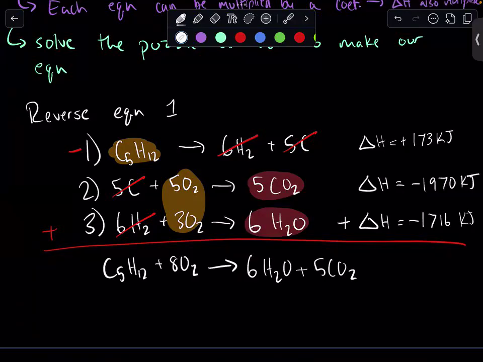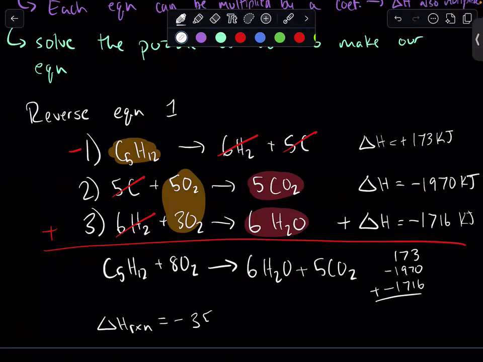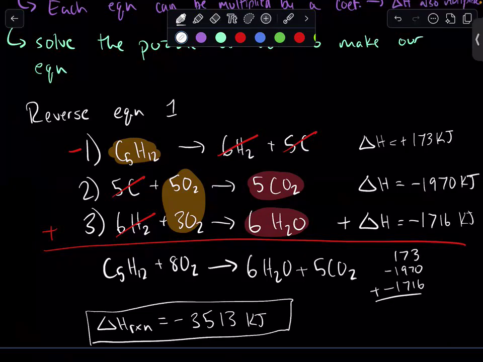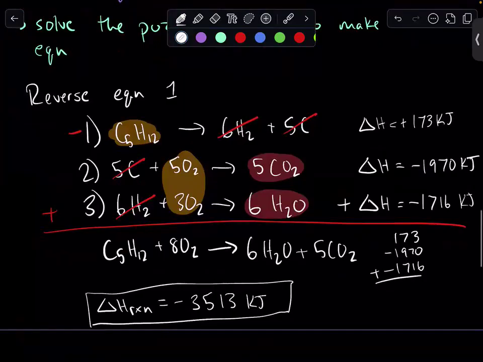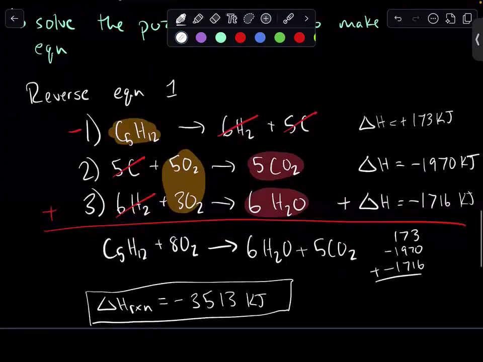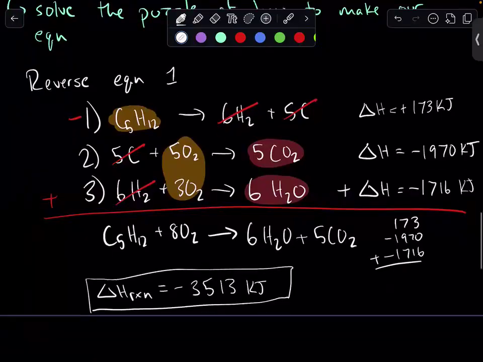And our delta H's also sum. So it's 173, negative 1,970, and negative 1,716. We can add those up too, and we get our delta H of reaction is equal to negative 3,513 kilojoules. So this is how we use Hess's law. We just take the constituent reactions that make up the equation, mess them around, like flip them or multiply coefficients, and we get our final reaction.